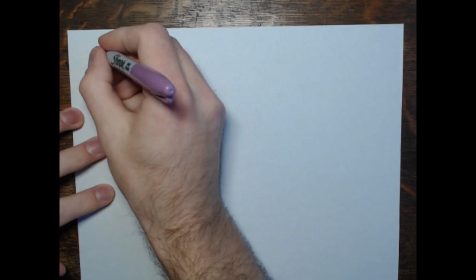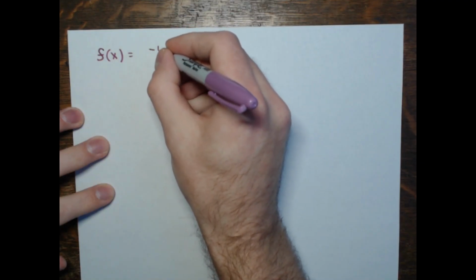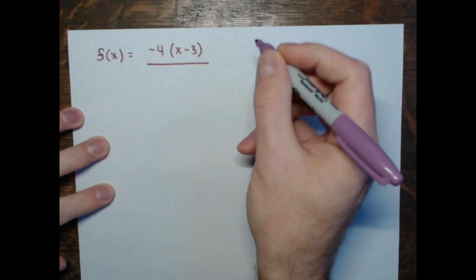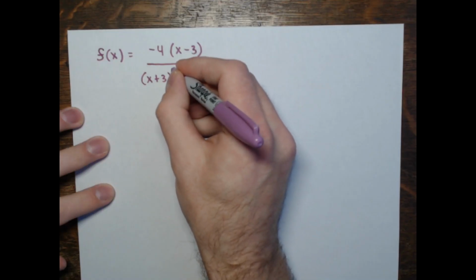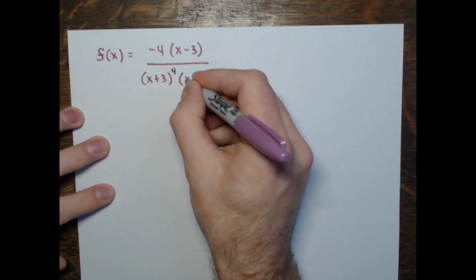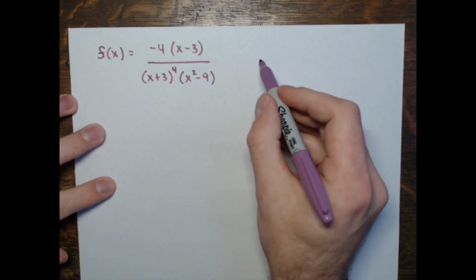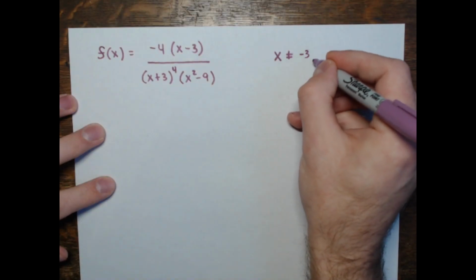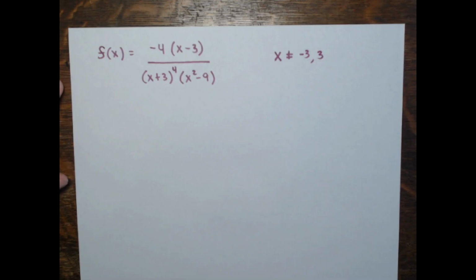So the function I'm given in this problem is f of x equals negative 4 times the quantity x minus 3 in the numerator, divided by x plus 3 to the 4th power times x squared minus 9 in the denominator. Now, hopefully it's obvious that x cannot be equal to negative 3 or positive 3, because then you'd be dividing by 0.